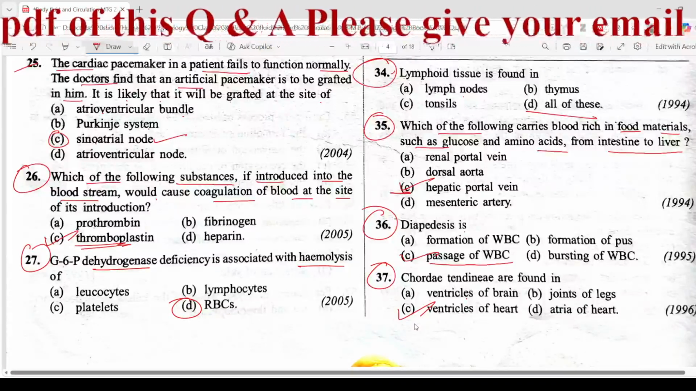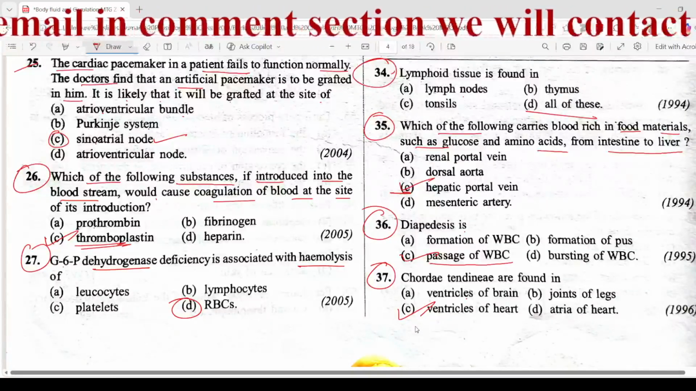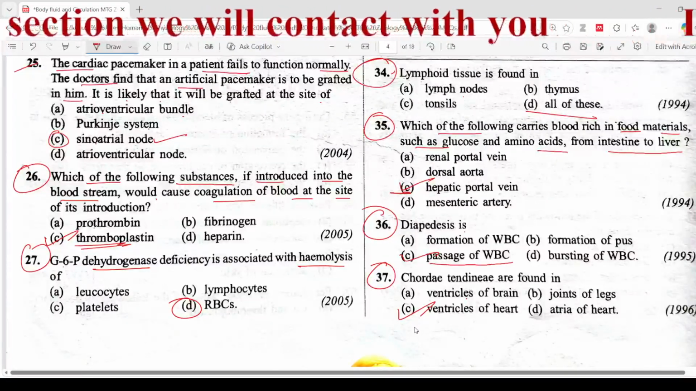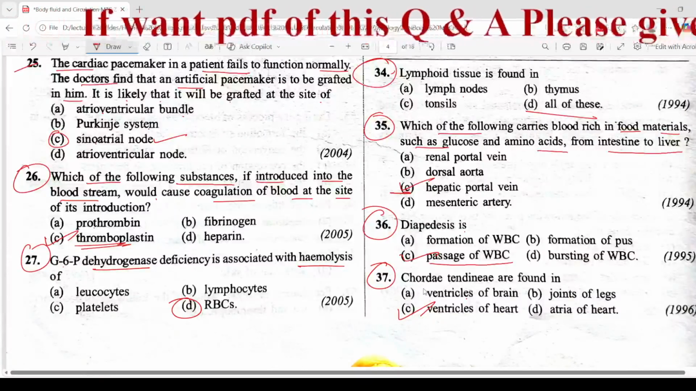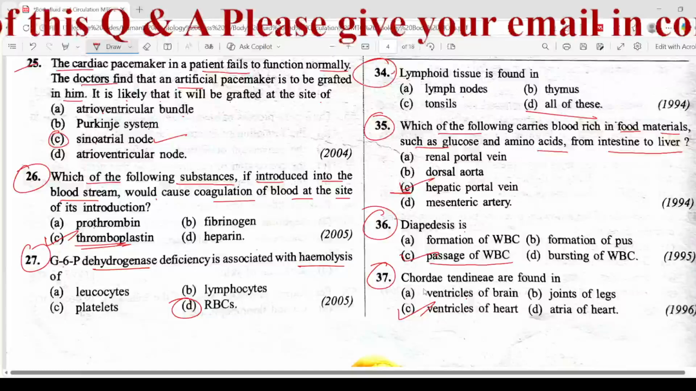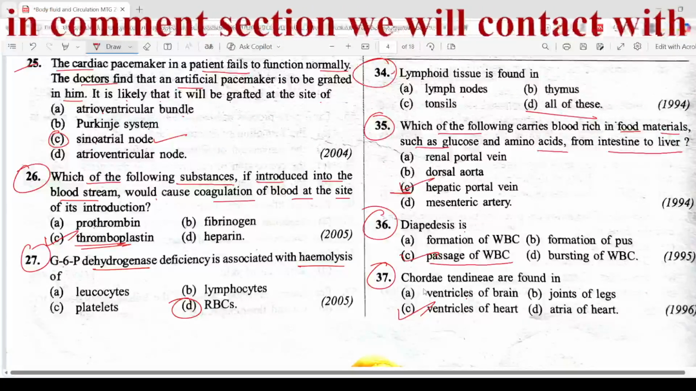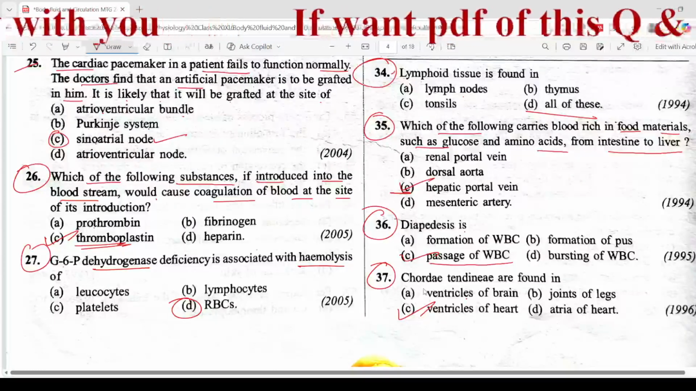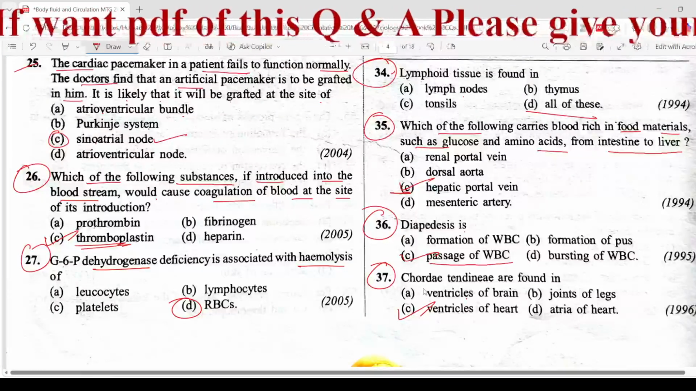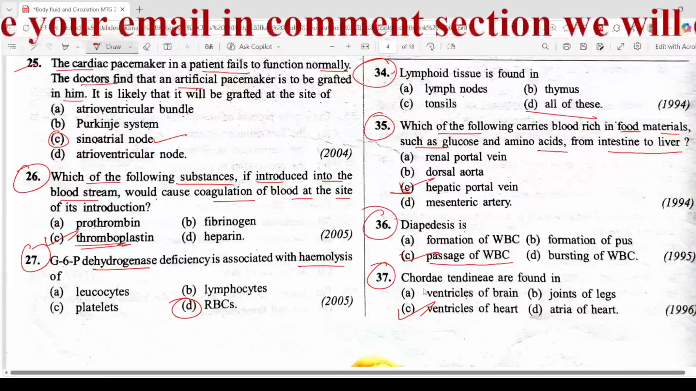So chordae tendineae are tough strands of connective tissue that run from the underside of bicuspid and tricuspid valves to the muscles in the walls of the left ventricle of the heart. The chordae tendineae prevent the bicuspid and tricuspid valves from collapsing back into atria during powerful ventricular contraction. This is the explanation for this question.